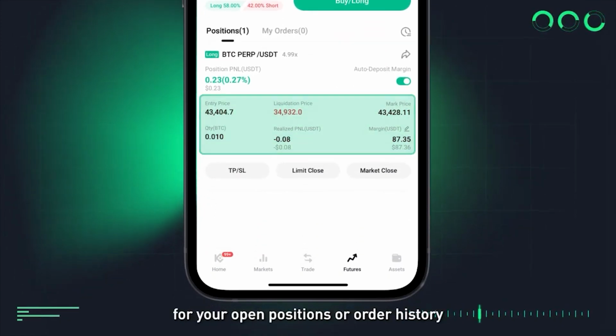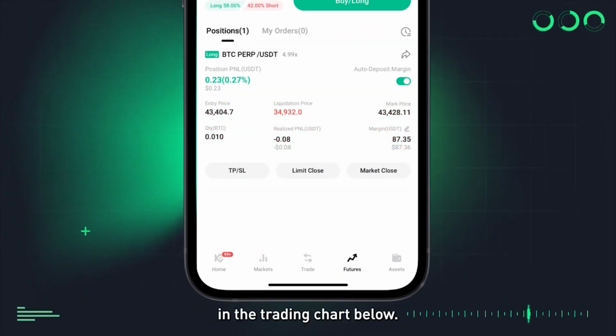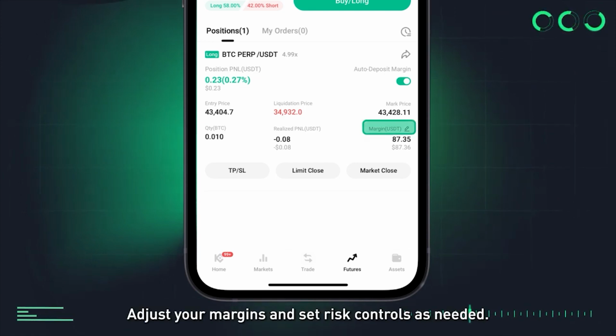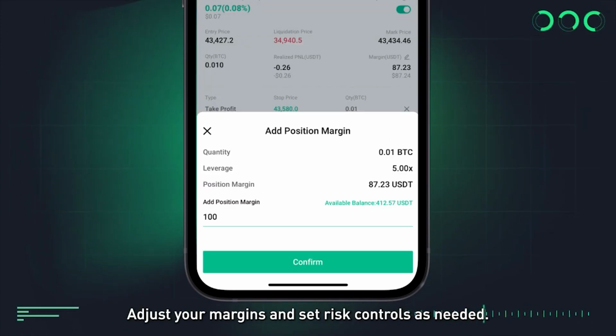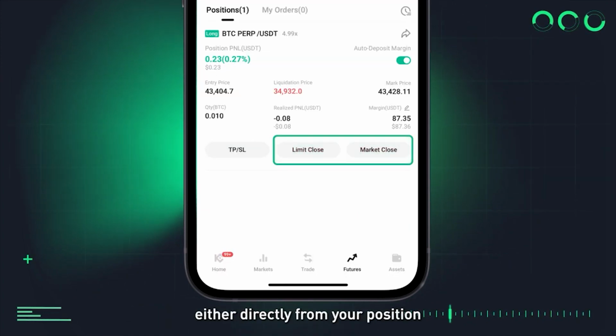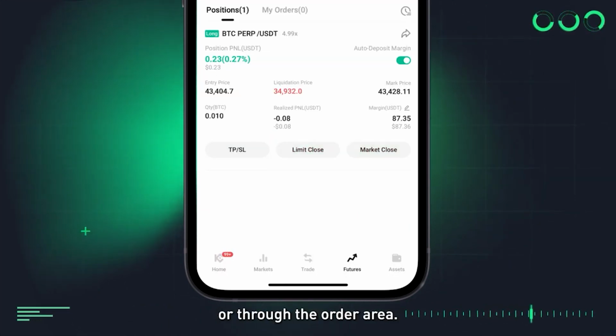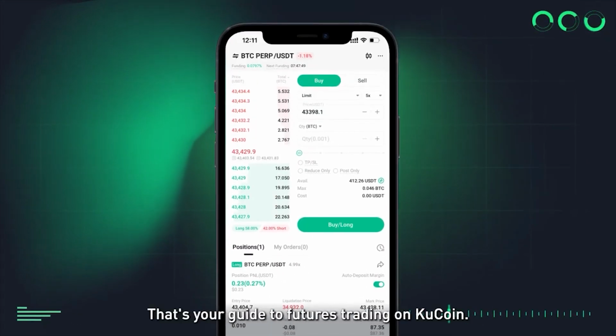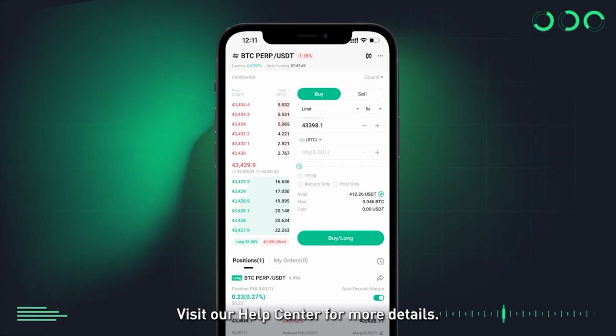You can monitor liquidation prices, margins, and unrealized P&L for your open positions, or order history in the trading chart below. Adjust your margins and set risk controls as needed. To close, use a market or limit order either directly from your position or through the order area.